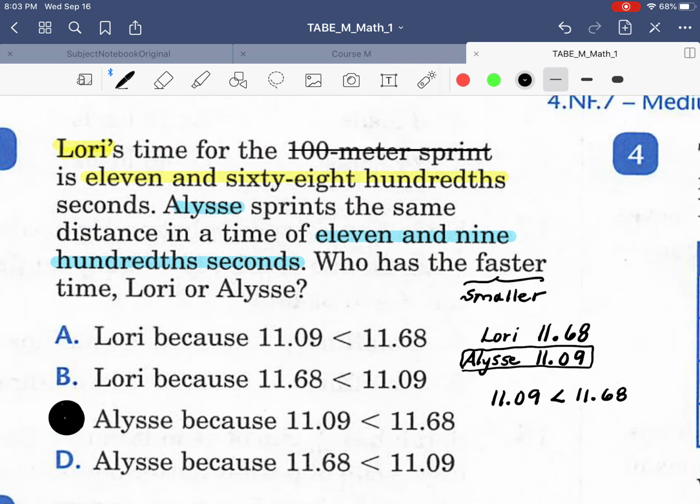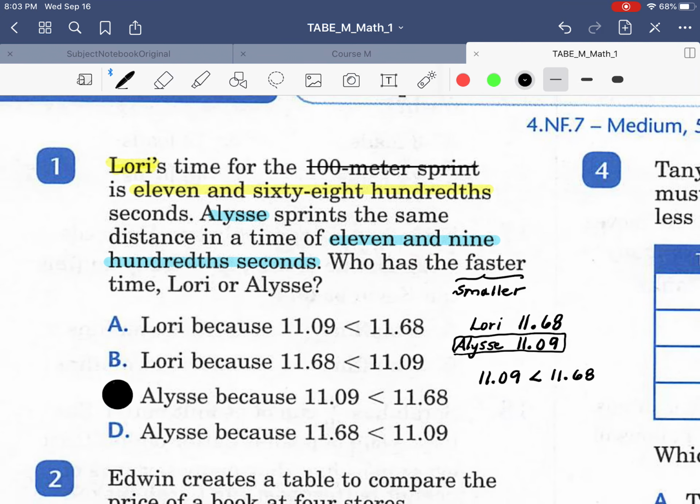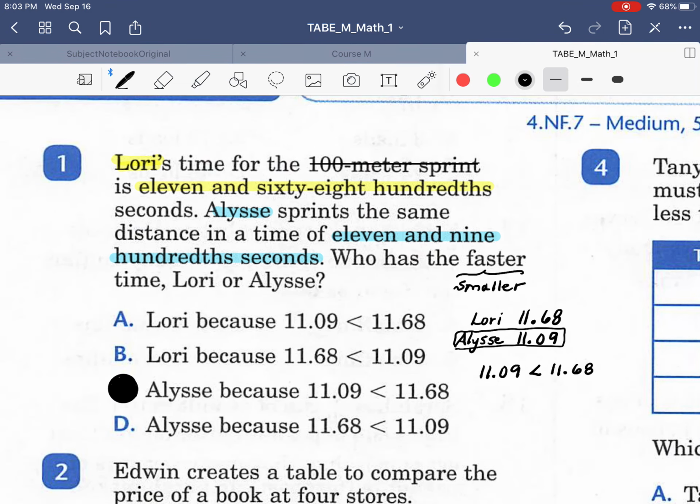Okay. These are not easy questions, in my opinion. Even though I didn't have to really do any math, there's no calculation. This is about reading and understanding the problem, and sometimes that's harder to do than calculation.